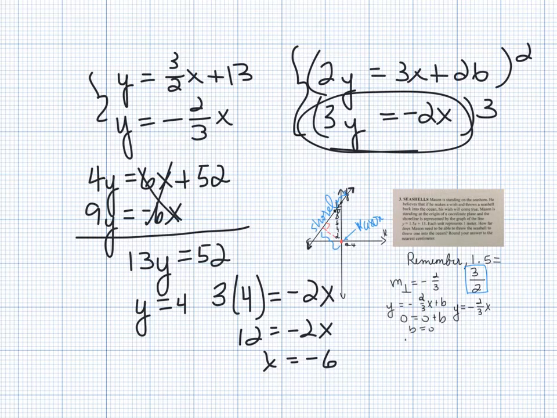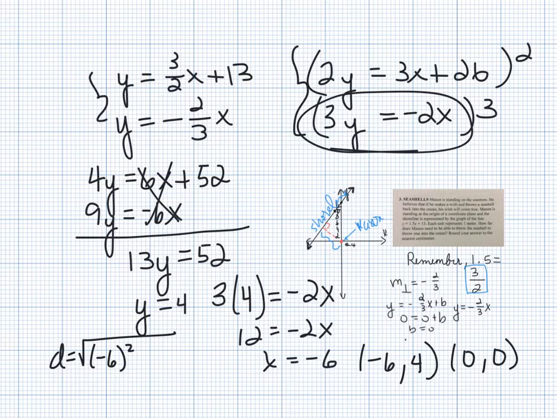So now I'm going to go ahead and find the distance between the point negative 6, 4 and the origin, because that's where Mason is, which is 0, 0. So I'm going to just do it really small over here. So I'm going to say that the distance is equal to the square root of negative 6 squared, because if I subtract 0, I still get 0, plus 4 squared. So the distance is equal to the square root of 36 plus 16, so it's the square root of 52.